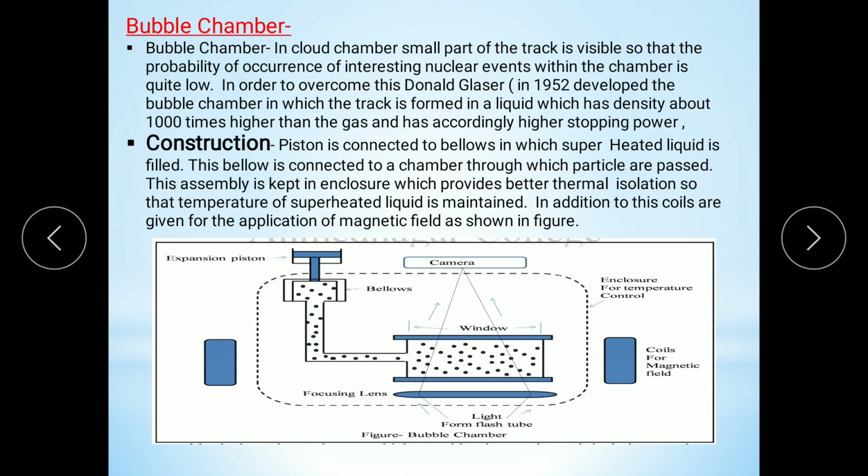In order to overcome this, Donald Glaser developed another technique. In that technique, that is the bubble chamber, the track is formed in a liquid which has a density about 1000 times higher than the gas and accordingly has higher stopping power.